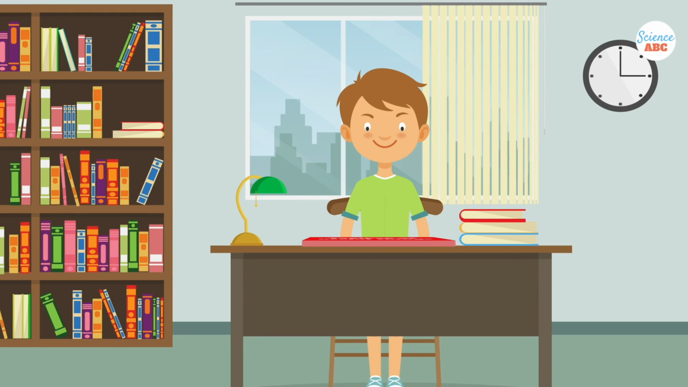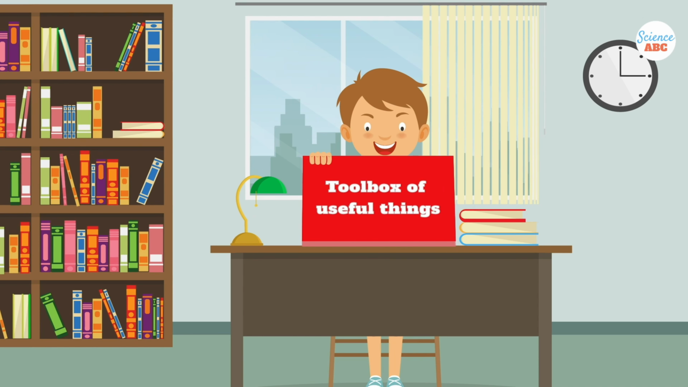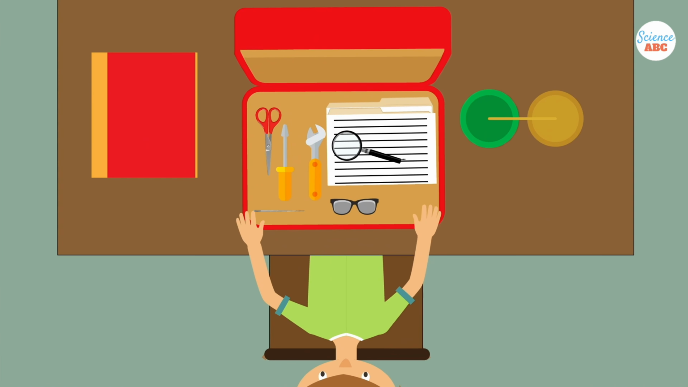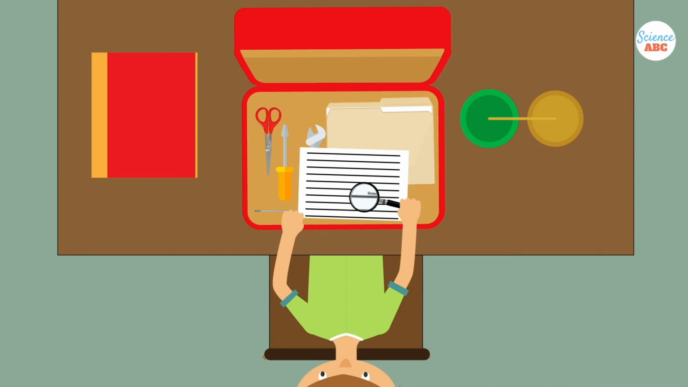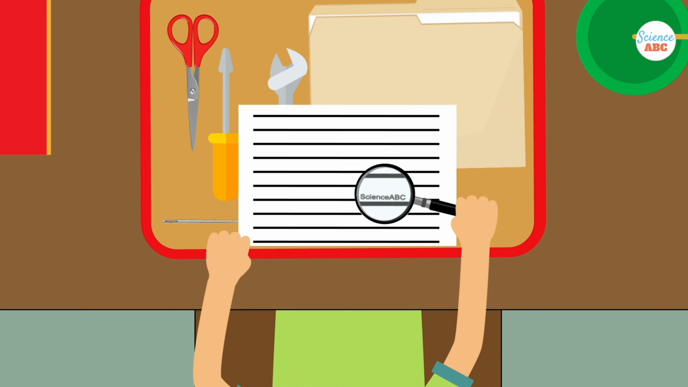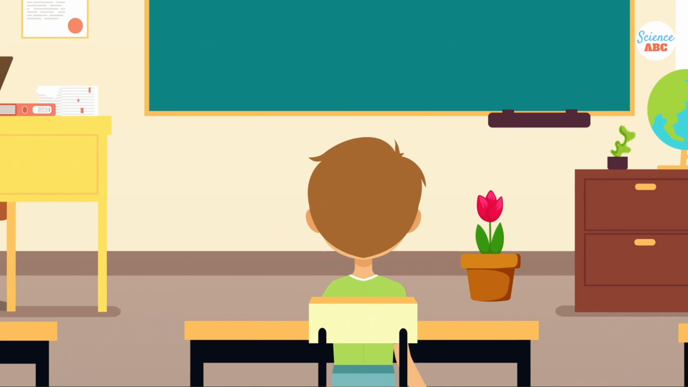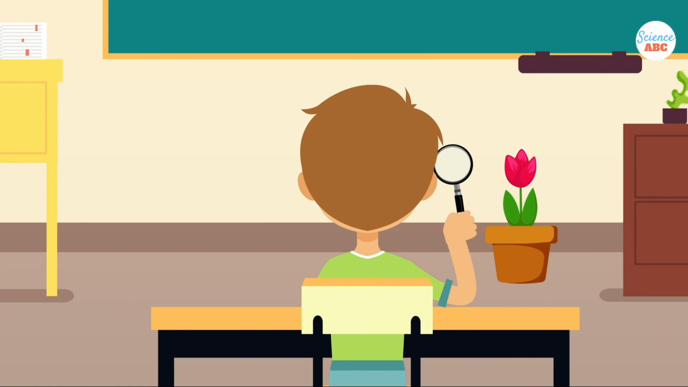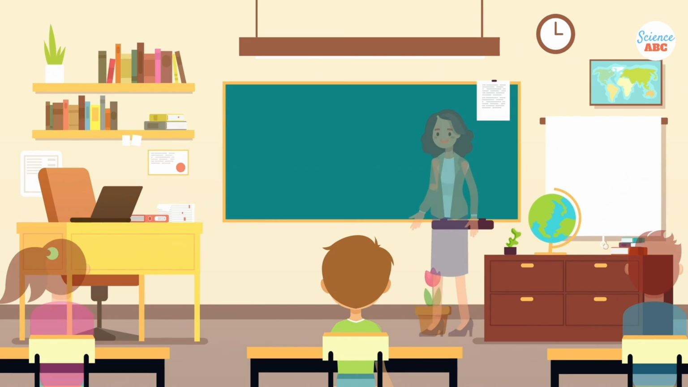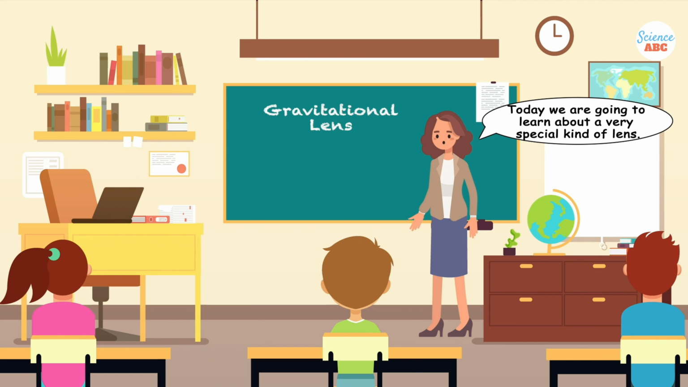Some physical objects are simple, but have profound applications. Take lenses, for example. The magnifying glass that you use to read tiny text is a lens. If you casually observe a lens, you may say that in a way, it distorts the view of things behind it. In this video, we're going to learn about a very special kind of lens.